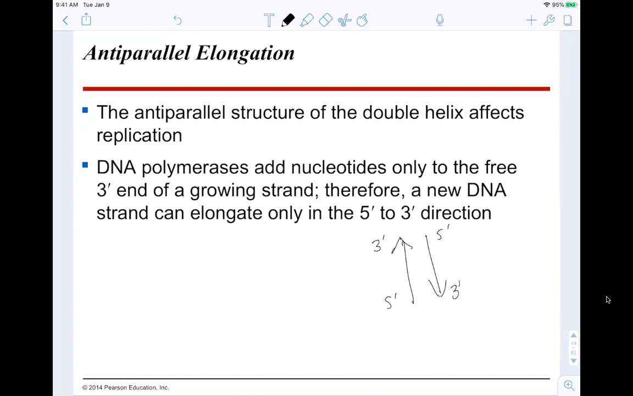So the DNA polymerases add nucleotides to the 3' end of the growing strand. I like to think 3' is free. It is the free end. 3' is free. That's where the DNA polymerase is going to add. It never grows in the 5' direction ever. 3' is free. That's where the new nucleotides are going to attach. Therefore, a new DNA strand can elongate only from 5' towards 3'. It can never go the other way.